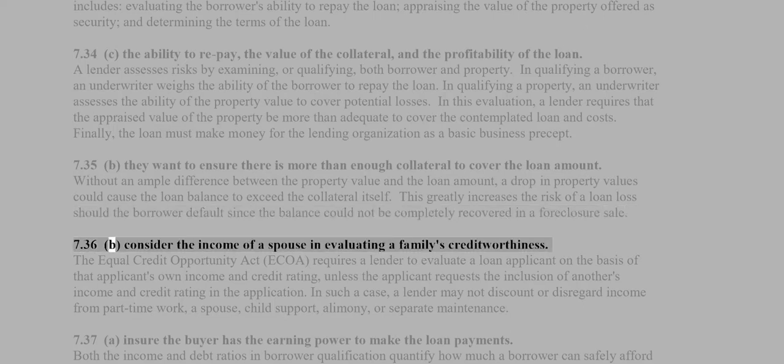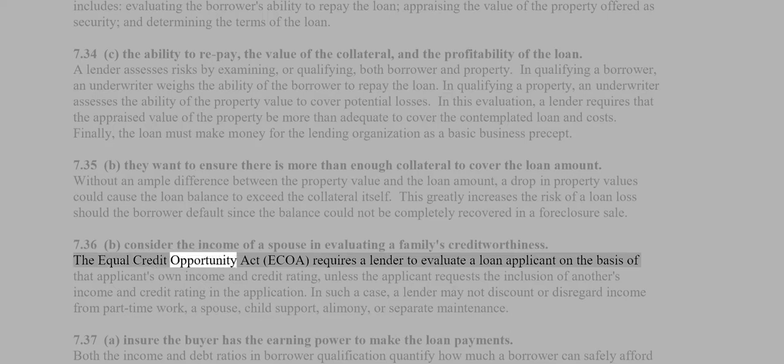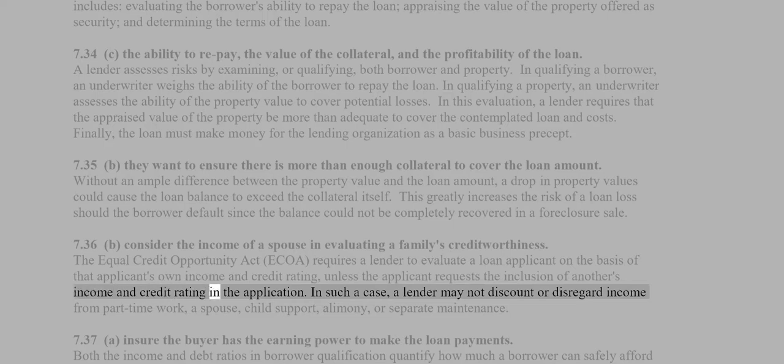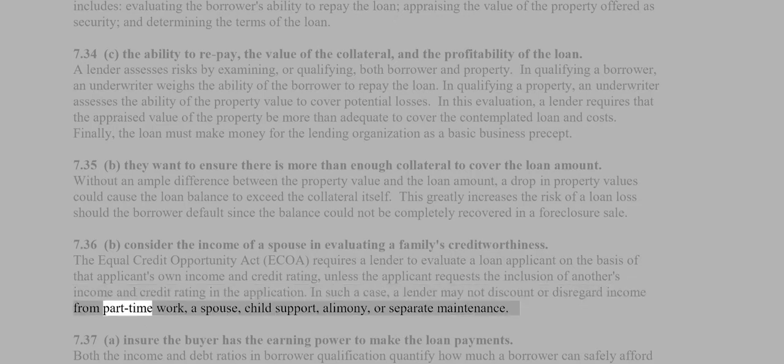7.36. B. Consider the income of a spouse in evaluating a family's creditworthiness. The Equal Credit Opportunity Act, ECOA, requires a lender to evaluate a loan applicant on the basis of that applicant's own income and credit rating, unless the applicant requests the inclusion of another's income and credit rating in the application. In such a case, a lender may not discount or disregard income from part-time work, a spouse, child support, alimony, or separate maintenance.